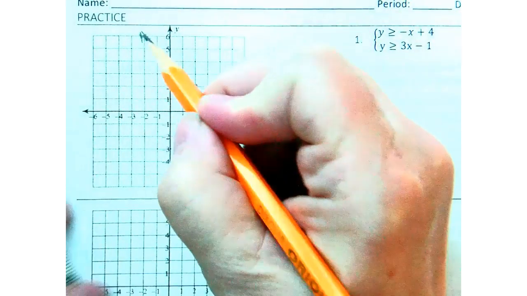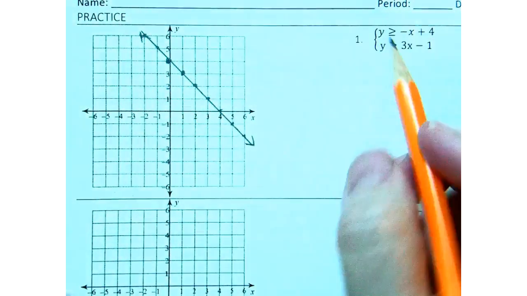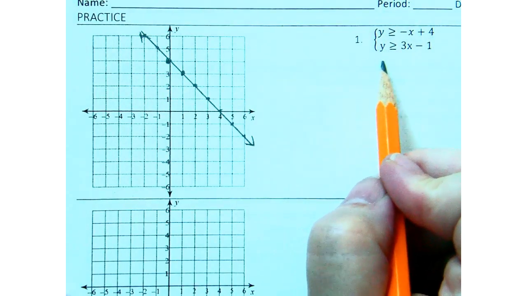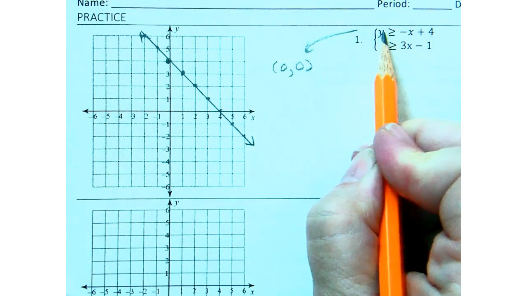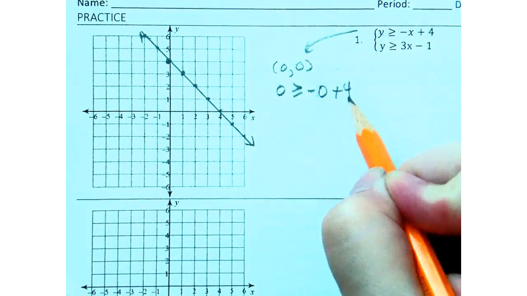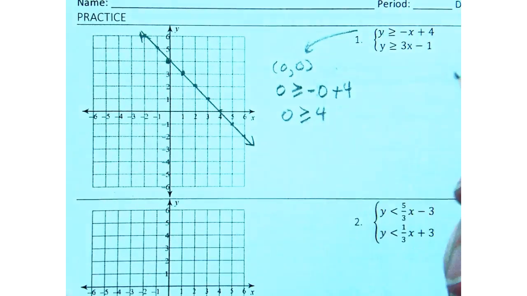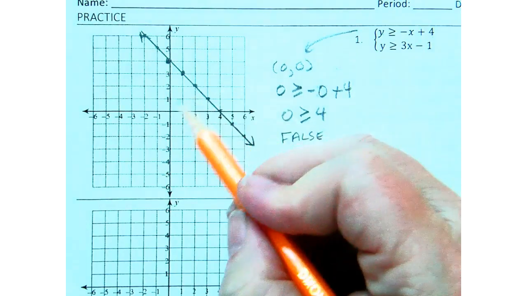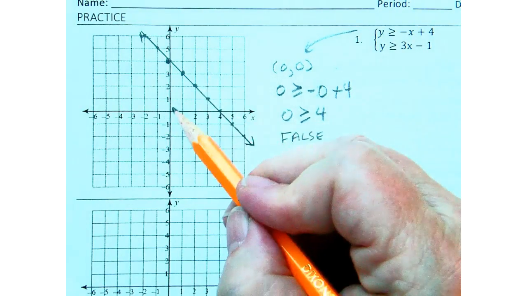Now test which side of the line should be shaded. I'm going to test the point 0, 0 for this line. Put a 0 in for y and a 0 in for x. 0 is greater than or equal to 4. This is a false statement, so I need to draw an arrow away from the point 0, 0.